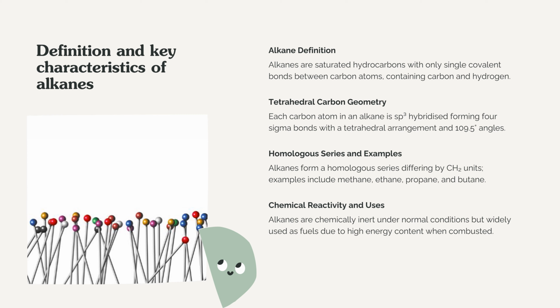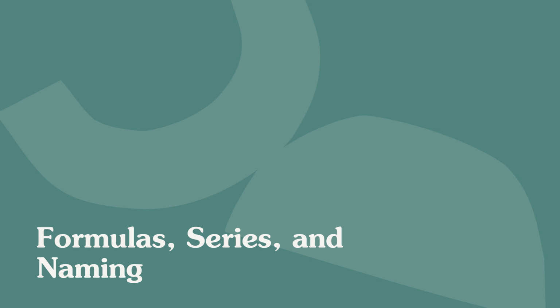Structurally, each carbon atom in an alkane is sp³ hybridized and forms 4 sigma bonds, giving a tetrahedral arrangement with bond angles of approximately 109.5 degrees. General formula and homologous series, naming of straight-chain alkanes.